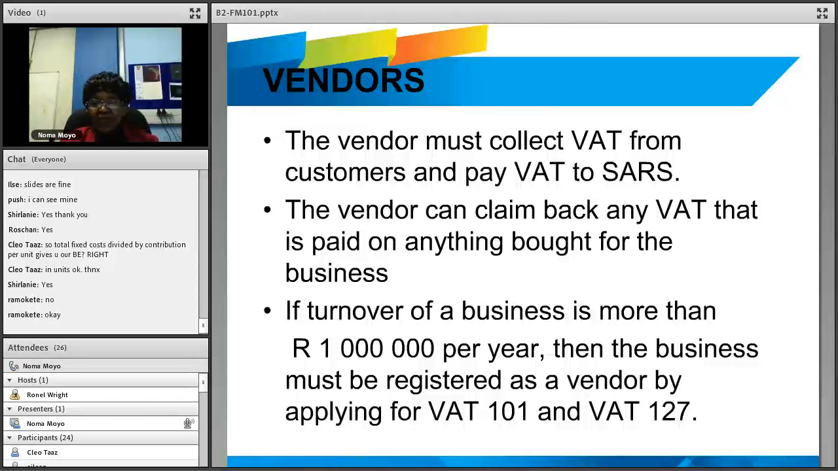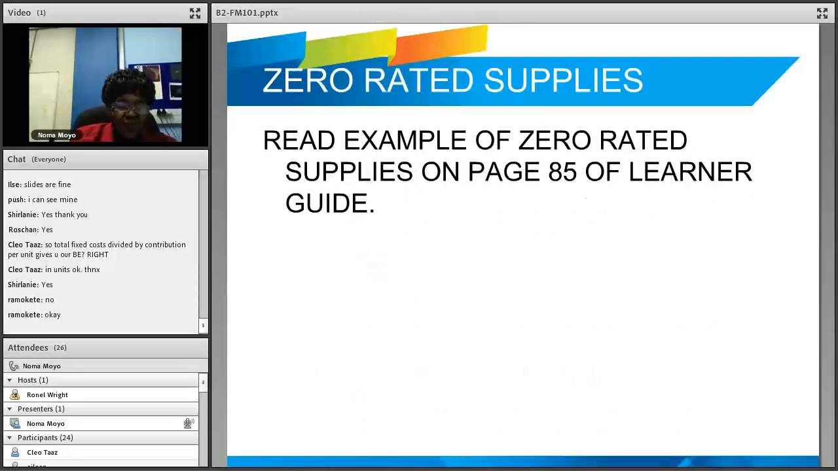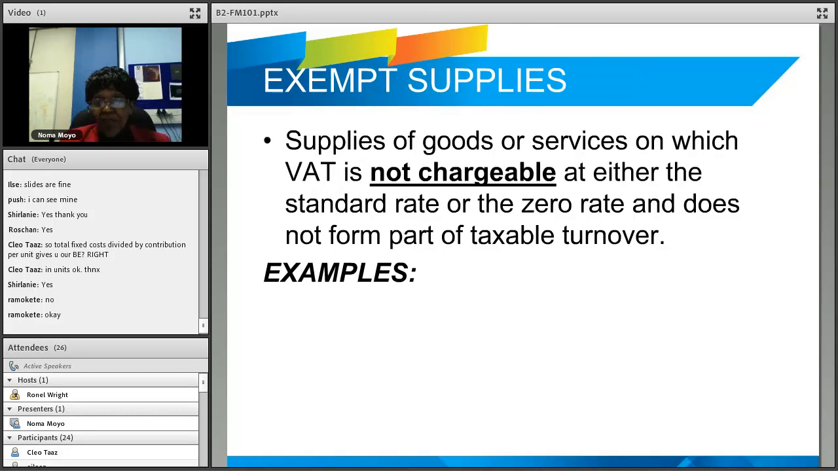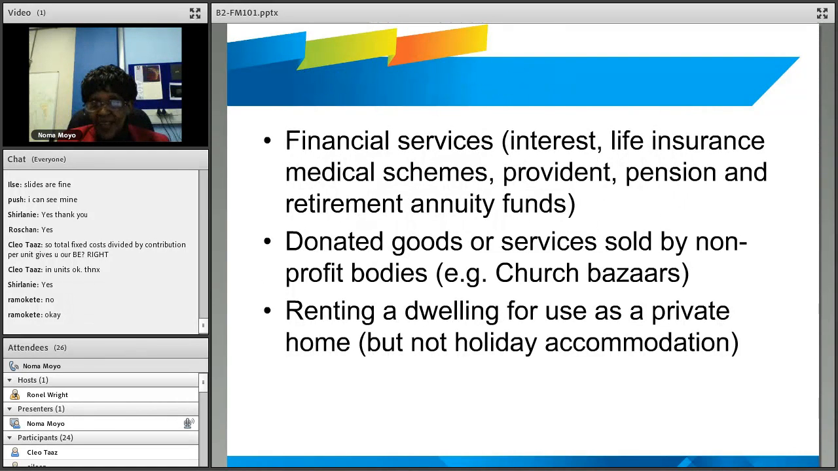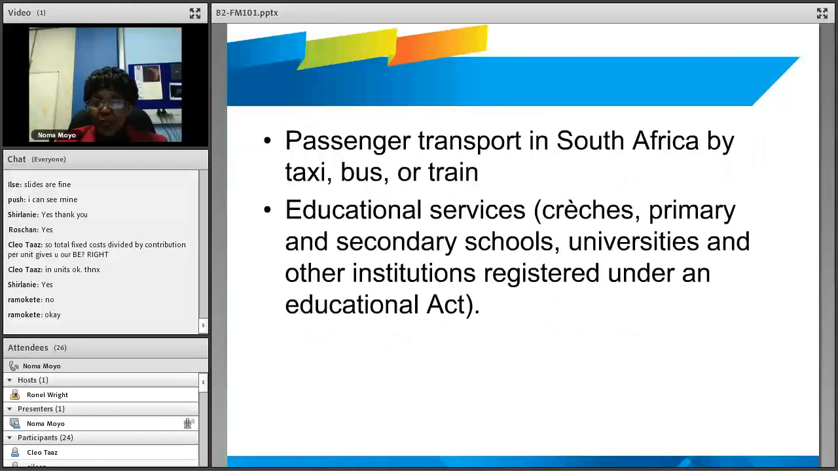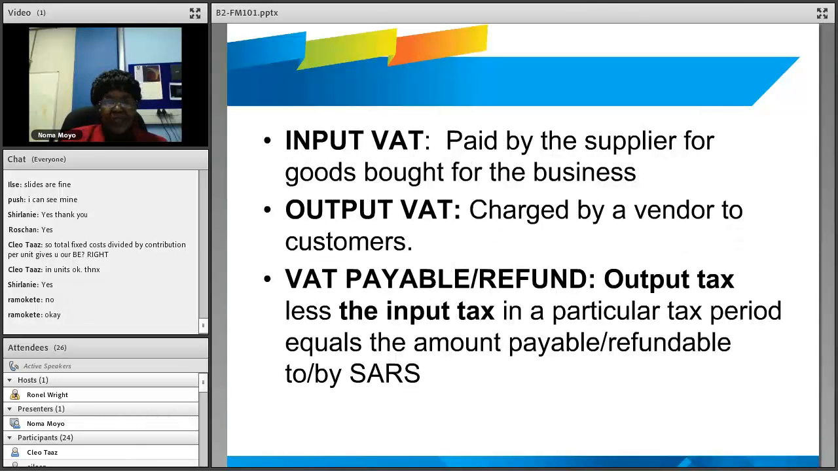For certain goods, you find that there is zero rate. Read those ones, know which ones are zero rated and which ones are exempt. Who is a vendor? A vendor is the one who collects VAT from customers to pay to SARS. The vendor can claim back any VAT that is paid on anything bought for the business. If turnover of a business is more than 1 million per year, then the business must be registered as a vendor. Read that theory. Read that theory.